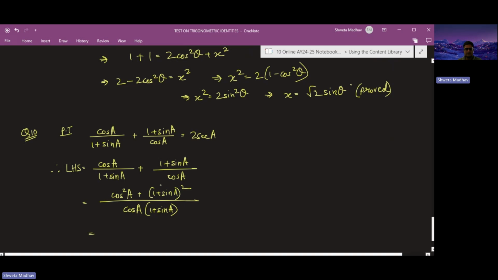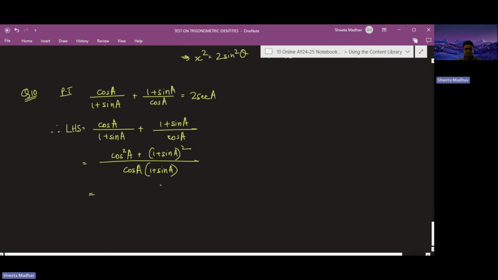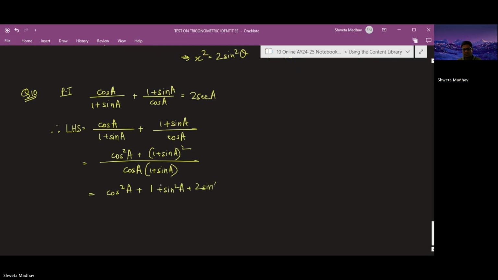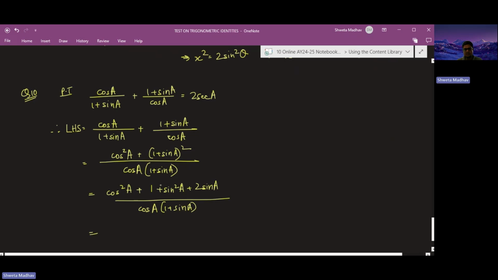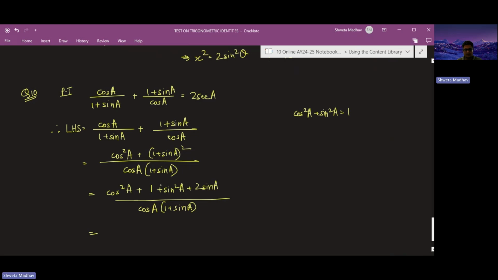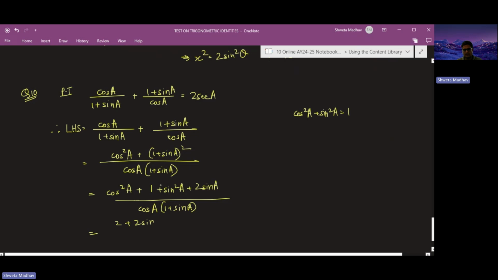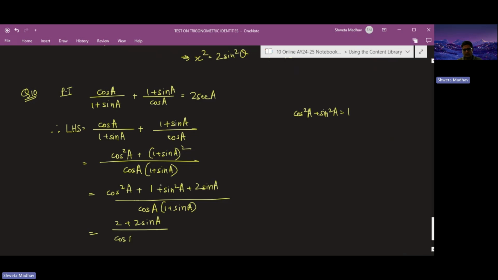Now, if we simplify the numerator, cos square A plus 1 plus sin A whole square will be cos square A plus 1 plus sin square A plus 2 sin A, divided by cos A into 1 plus sin A. Now here cos square A plus sin square A, we know, is equal to 1. So this would be 1 plus 1, that is 2. So 2 plus 2 sin A divided by cos A into 1 plus sin A.